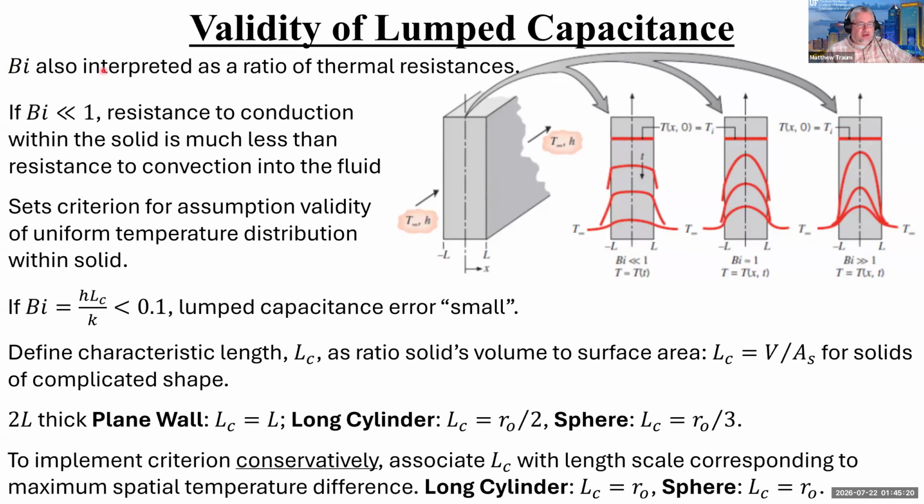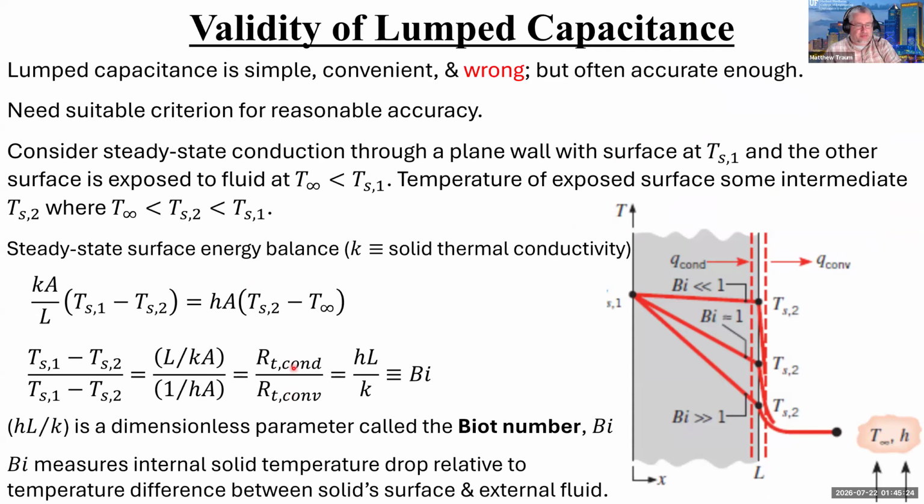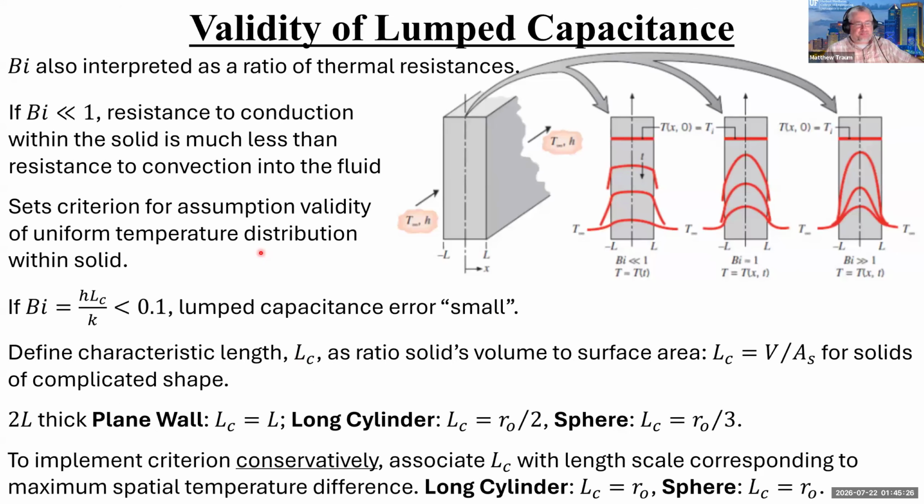I say here, the Biot number is also interpreted as a ratio of resistances. We saw that back here, right? These two resistances. If the Biot number is much, much less than 1, that means the resistance to conduction within the solid is much less than the resistance to convection in the fluid. If the resistance to conduction in the solid is very low, that means the solid cannot maintain a large internal temperature profile, right?